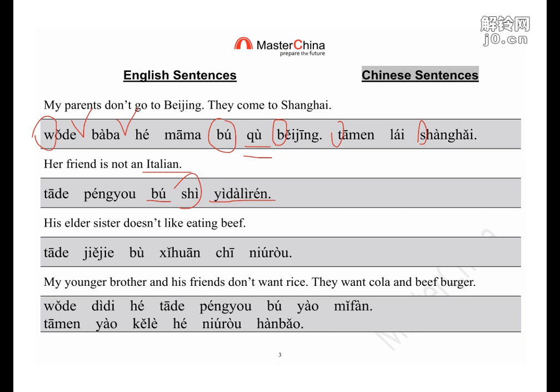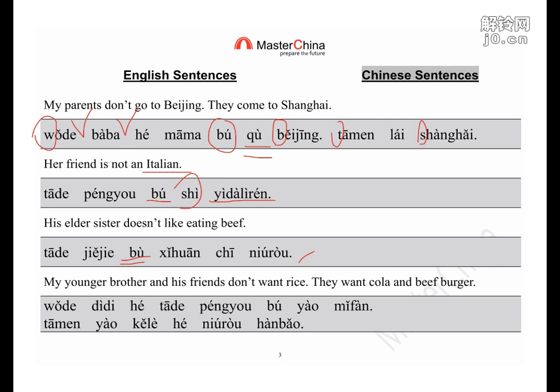Next one. 他的姐姐不喜欢吃牛肉. See? Here we got the fourth tone again, because 喜欢 is not the fourth tone. We can get our basic tone. And 不喜欢吃牛肉. 喜欢, not like. That's why I want to deny like. That's why we put the 不 before 喜欢, not 吃. Otherwise, it's very strange. You like not eat. Of course, you don't like, right?